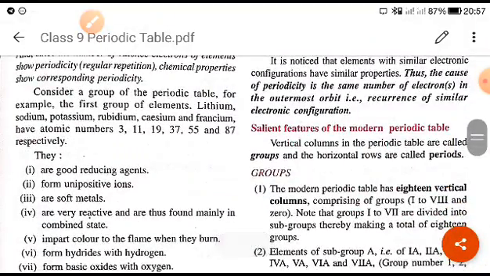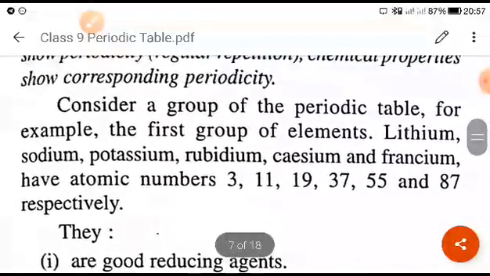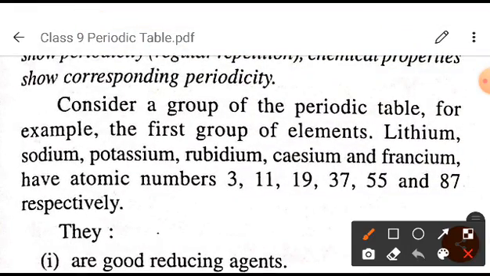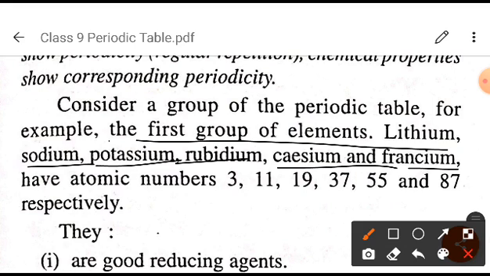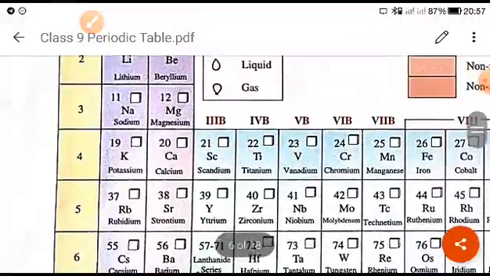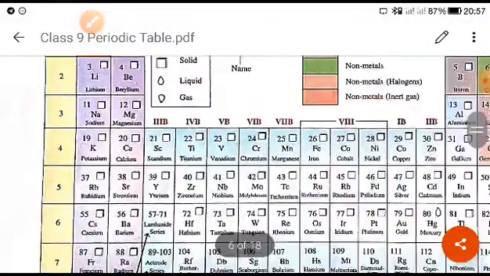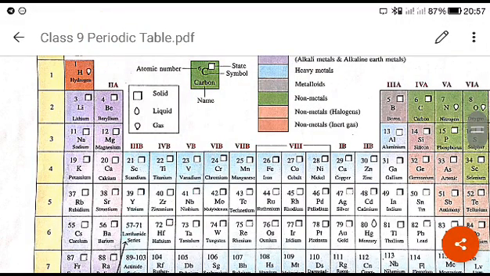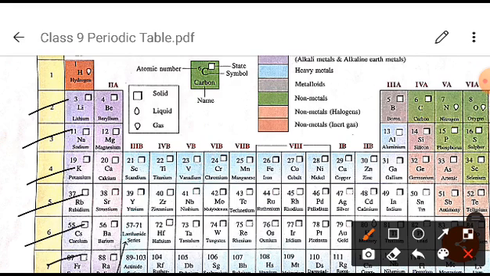We are considering the example of the first group of elements, which is lithium, sodium, potassium, rubidium, cesium and francium. Their atomic numbers are 3, 11, 19, 37, 55 and 87. We have just arranged the elements like this: lithium, sodium, potassium, rubidium, cesium and francium, with atomic numbers 3, 11, 19, 37, 55 and 87. What are the similarities within these elements?